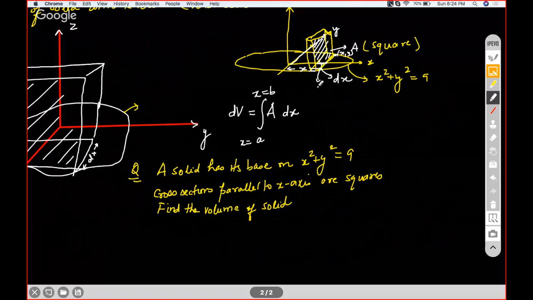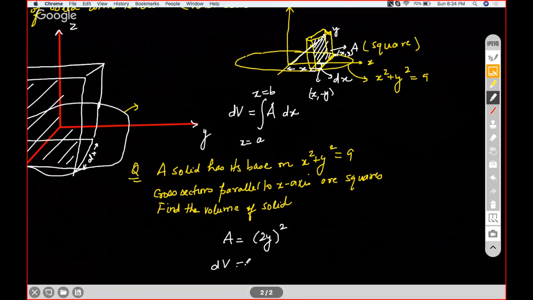So this point will also be x comma minus y. Hope you are able to visualize it. Yes, sir. Okay, so this square will have its length as 2y. So what will be the area of the square? Area of the square will be 4y square. Correct.